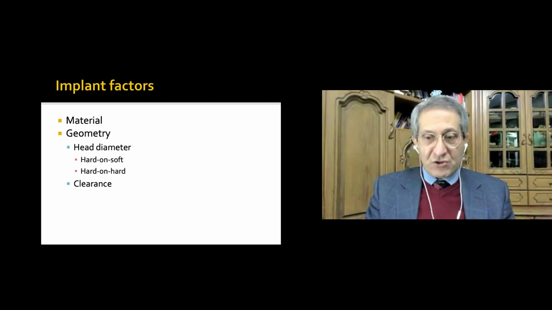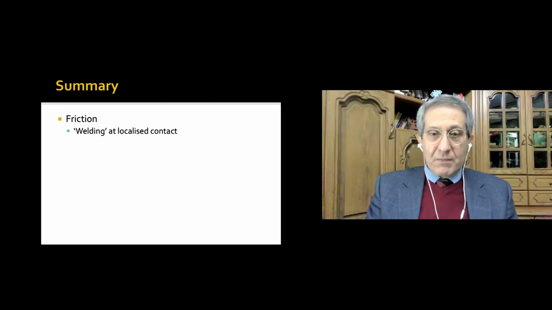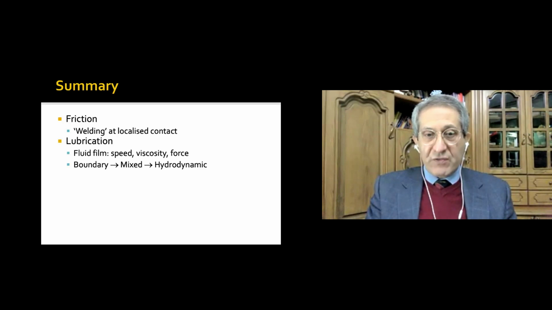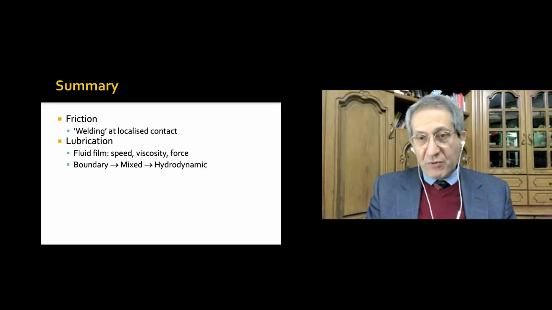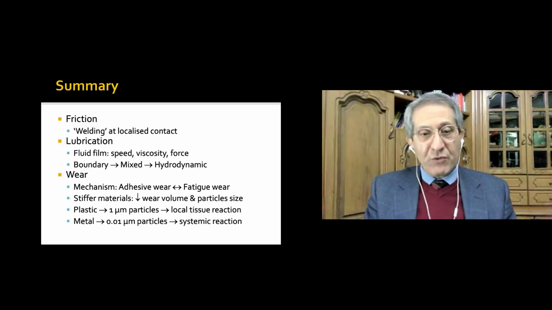So in summary, ladies and gentlemen, friction results from interactions at the contact points. The thickness of the fluid film determines the type of lubrication and is determined by the speed, viscosity, and force applied to the articulation. We also discussed wear mechanisms and the local and systemic effects of wear debris.